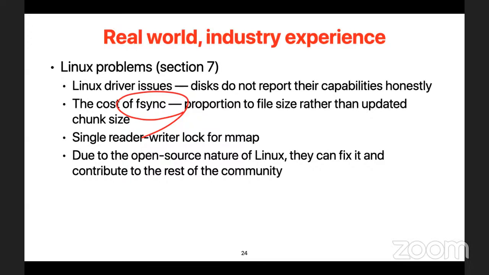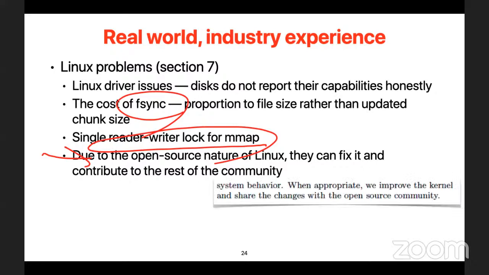And the other thing is that the mmap function originally only had a single reader-writer lock. So only one thread in a system can perform an mmap operation, which is somewhat reasonable in some sense, if it's a multi-threaded model and you have only a single pool of memory. But they fixed that, and they contributed it. They say, thanks to the open source community, we can fix it and contribute to the rest of the community. That's what they said in the paper, but in reality, they never did that.